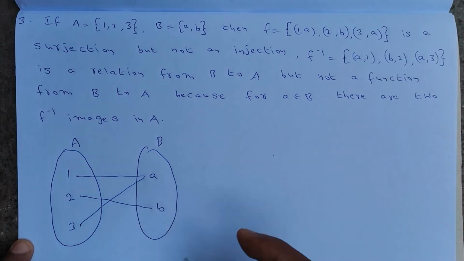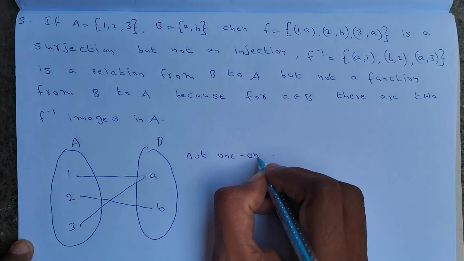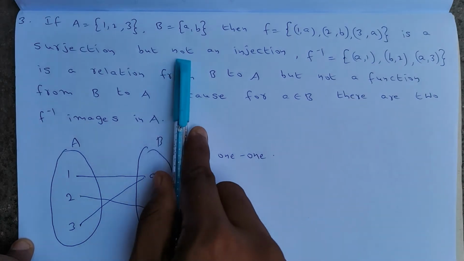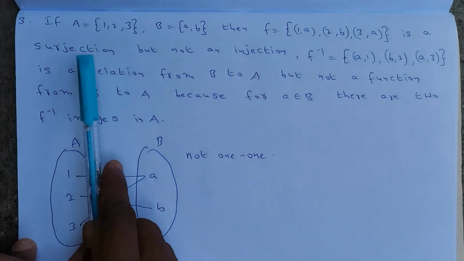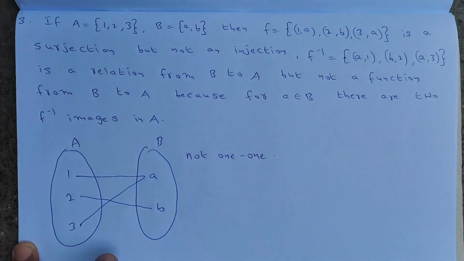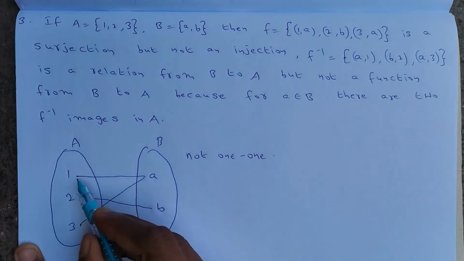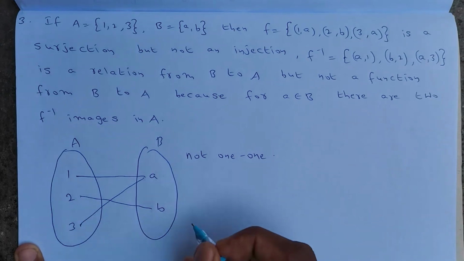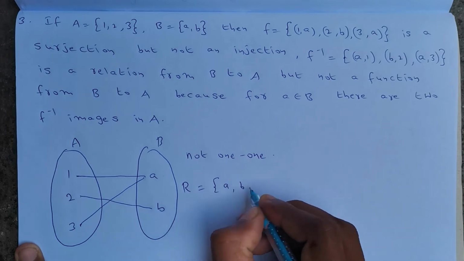So that's why it is not 1-1. So that's why he gave not an injection. Injection is nothing but 1-1. But he is saying that it is a surjection. Let us check. Here what is the range? A, B is the range, because A has some connection, B has also some connection. So range is equal to {A, B}.